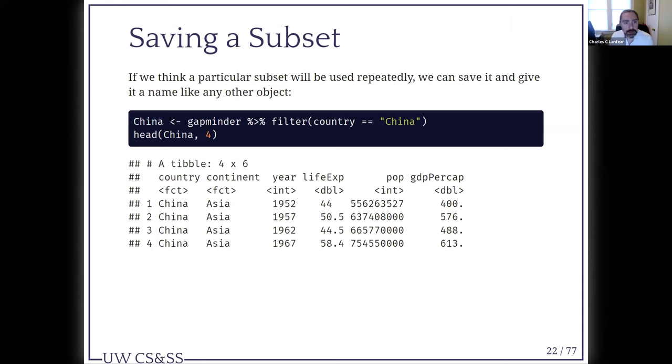Okay. So if I do this and I get head, I look at China, its first four observations, I see the observations I have are entirely from China. Okay, so it appears to have worked, but now instead of having to do this statement every time, I can just refer to the China object. It's there and I can use it.